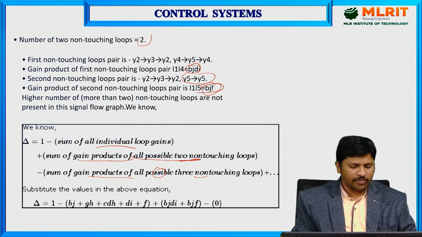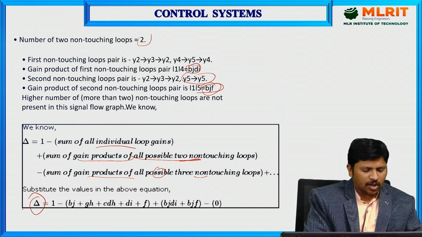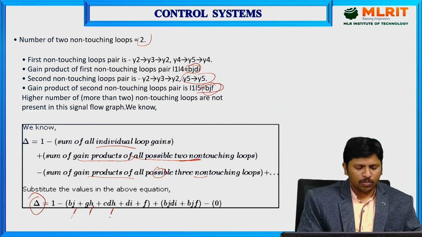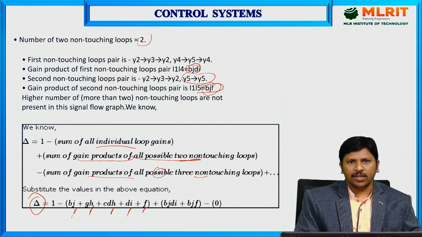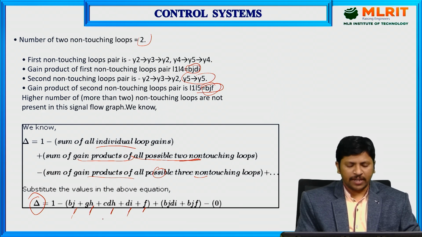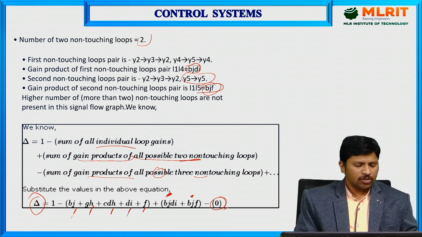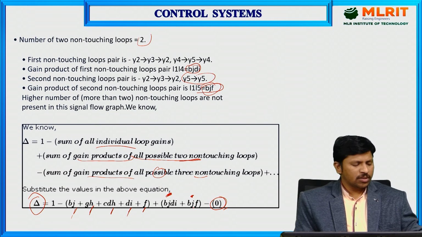So delta equals 1 minus the first loop gain, second loop gain, third loop gain, fourth loop gain, fifth loop gain. All 5 individual loop gains. Then the 2 non-touching loops: first combination, second combination, and so on. 3 non-touching is 0. So finally we get delta equal to this value.